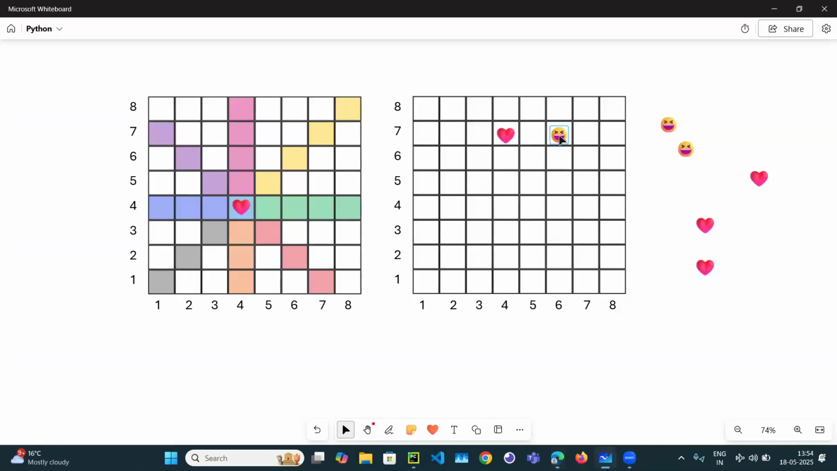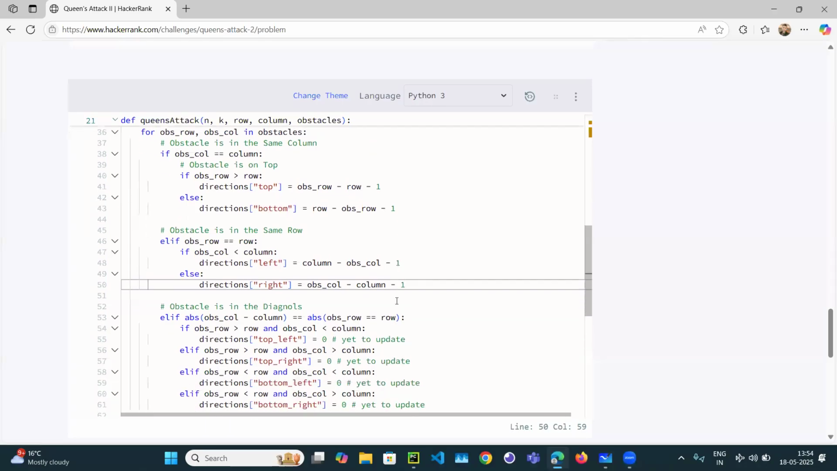You can try any other example. Let me put one here. Earlier it was 1, 2, 3, 4, 5, 6, but now it should be 1, 2, 3, 4. So 7 minus 2 is 5, and minus 1 is 4. So 1, 2, 3, 4, right? Okay, so you have updated this as well.